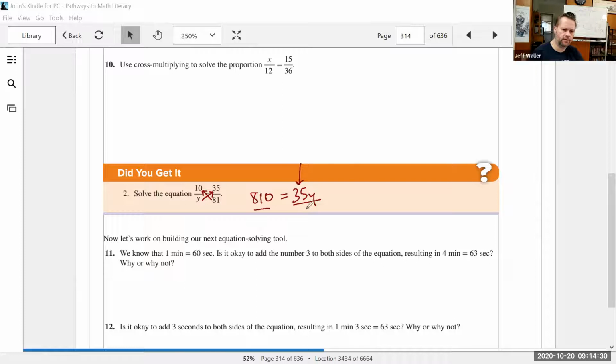So again, you got this 35. I want to get rid of it. What operation do I use? Division. So what do you guys get there? 23.14 and more. Okay. All right. I like it.